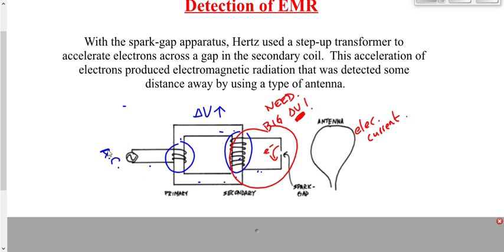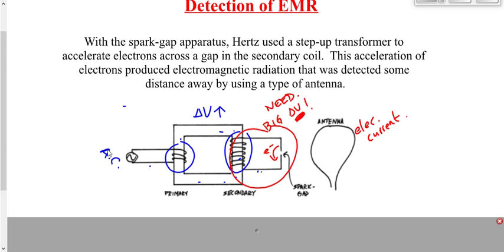So here's the deal. Hertz flips on the switch. He reasons that if he detects an electric current in the antenna, then it must have been caused by a changing electric and changing magnetic field, which is exactly what Maxwell said EMR was. And if there is a changing electric and changing magnetic field, it must come from the accelerating charge, which is exactly where Maxwell said it was going to come from. So he reasons if he detects the current, then Maxwell's theory must be correct.